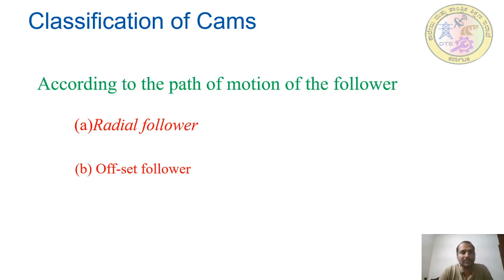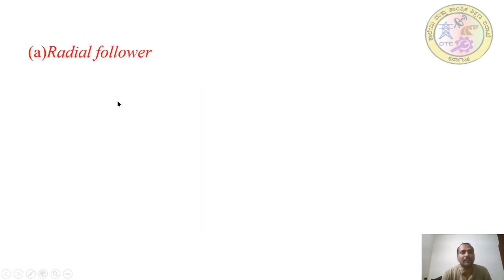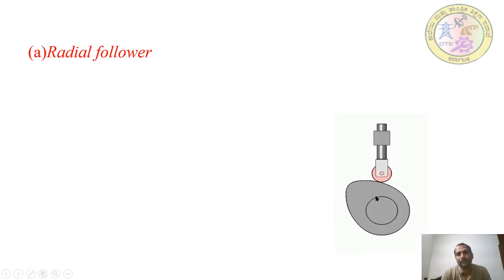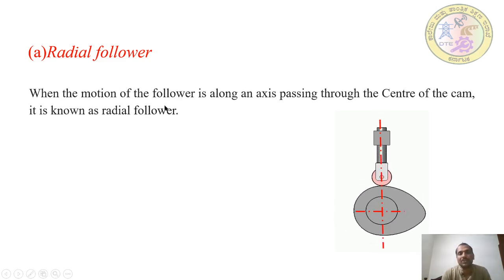The third classification is according to the path of motion of the follower. Here the followers are classified as radial follower and offset follower. Radial follower. Observe the animation and the path of motion of the follower. When the motion of the follower is along an axis passing through the center of the cam, it is known as a radial follower.